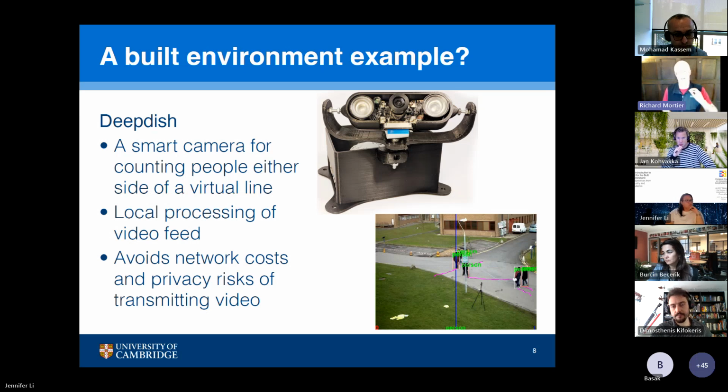So one very simple example of this that we built over the last few years in Cambridge was part of the Centre for Digital Built Britain work that we undertook. So it was a camera called Deep Dish. This is essentially a smart camera for counting people either side of the virtual line. It's local processing of the video feed. So that rather cute looking box at the top there always reminds me of the robot from Short Circuit 25. So that's a Raspberry Pi in a box with a camera attachment to it. And I think there's also a local GPU on a USB stick as well for increasing the processing.